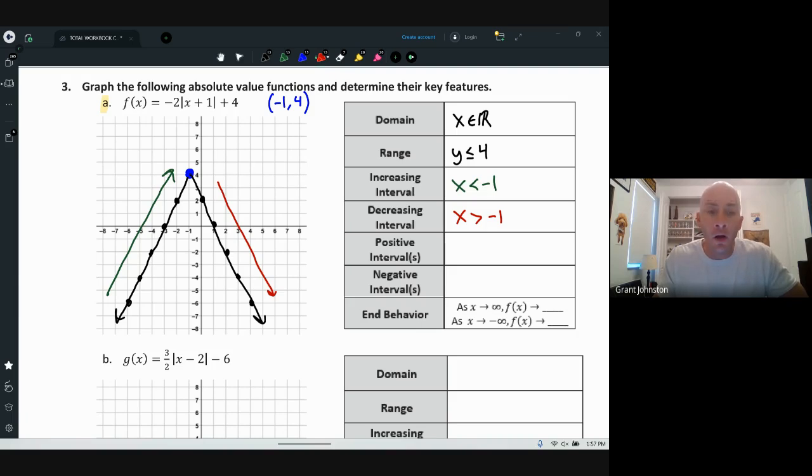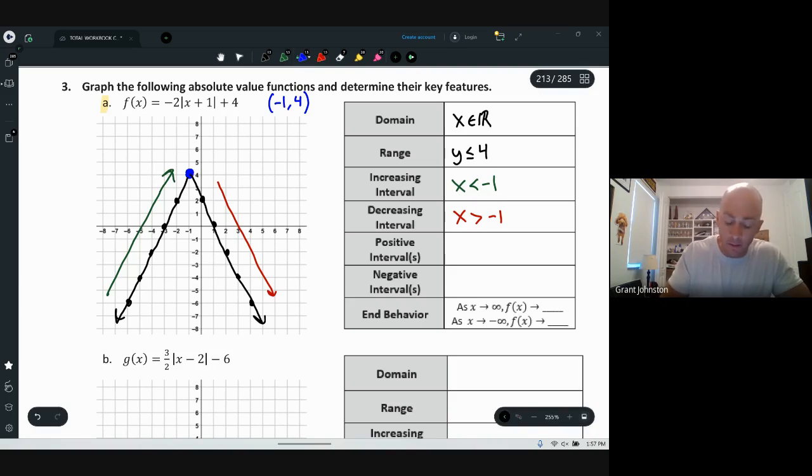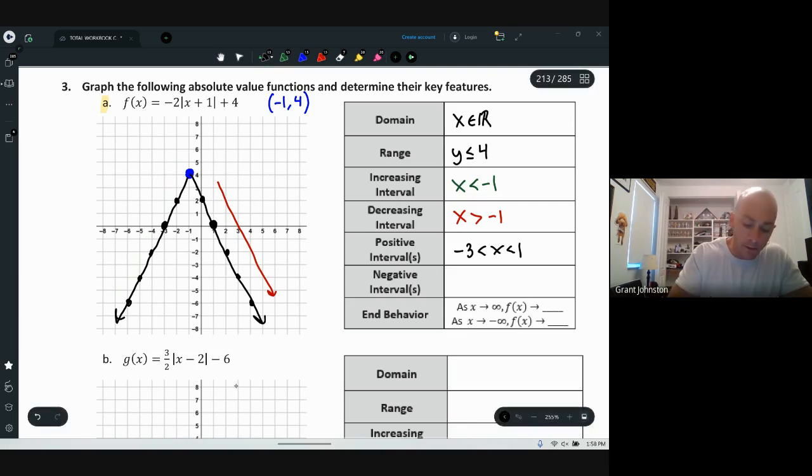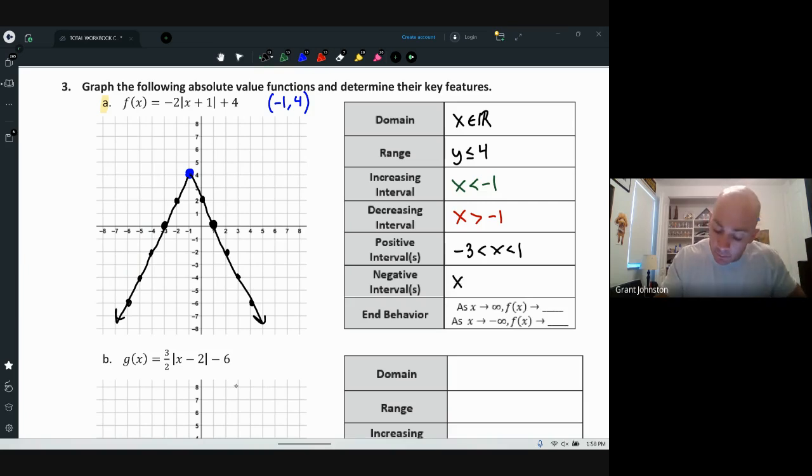Positive interval. I'm again looking at the x-axis. It looks like it's positive from -3 to 1. I don't know if you can see what I'm bolding here, but x from -3 to 1 is when it's positive. And it's negative in a couple spots. It's negative when x is less than -3 and when x is greater than 1.